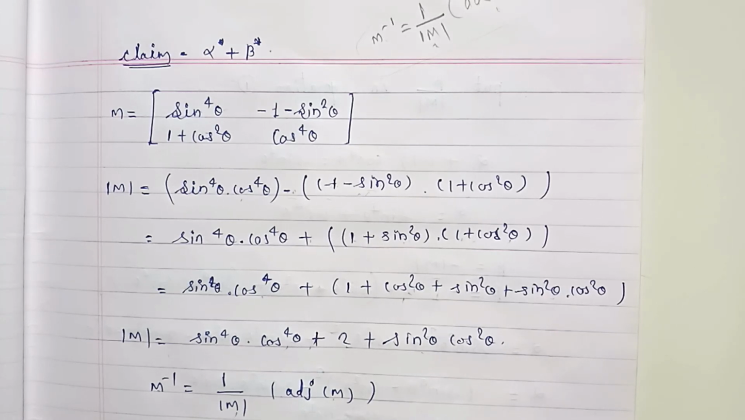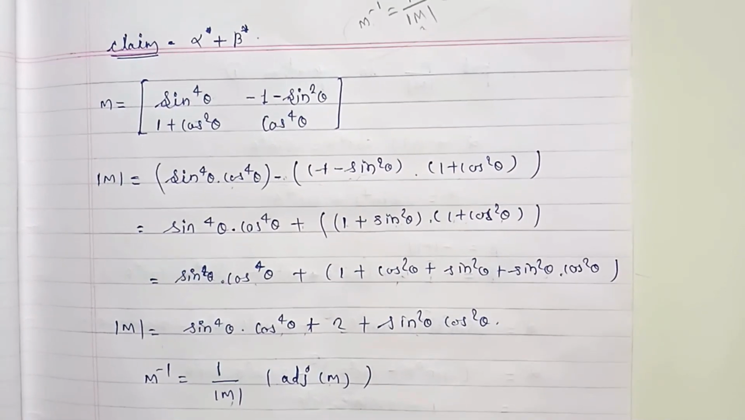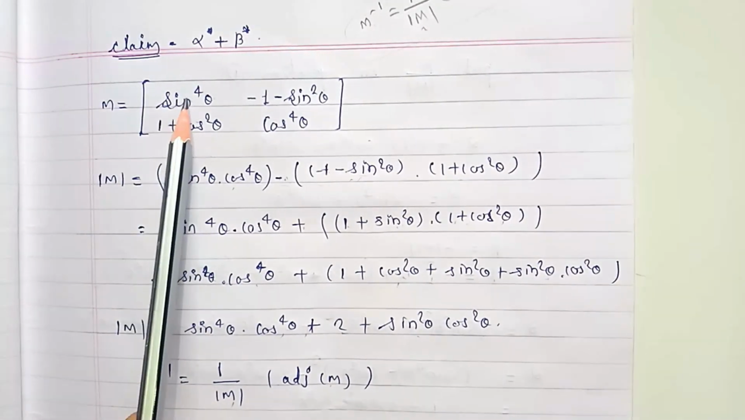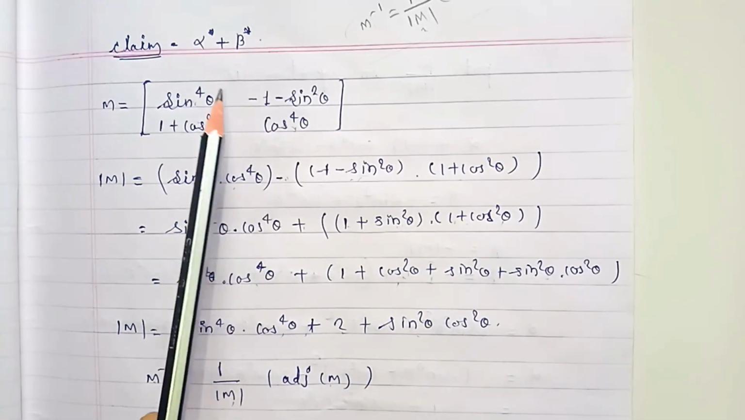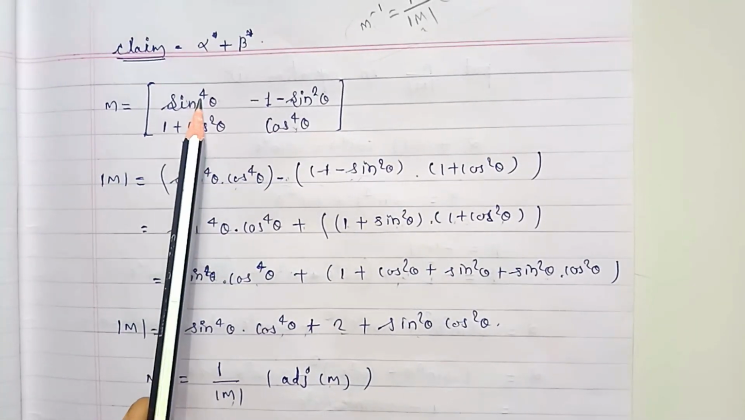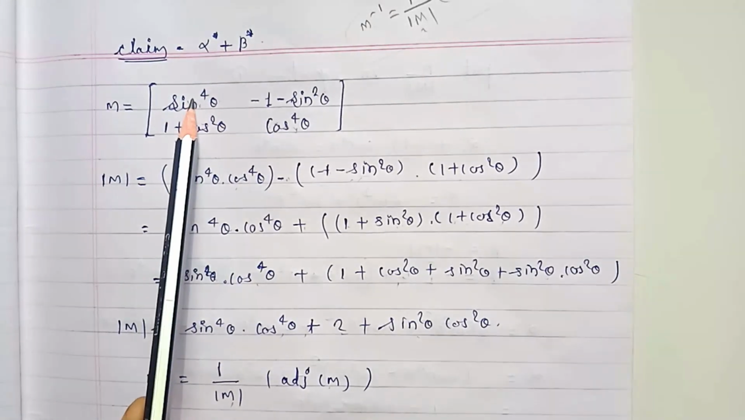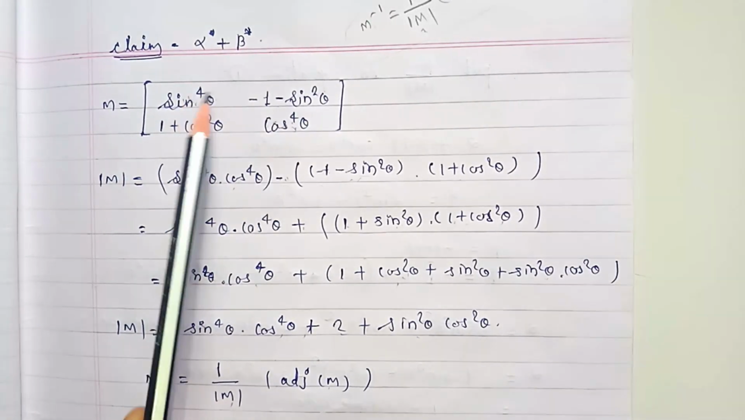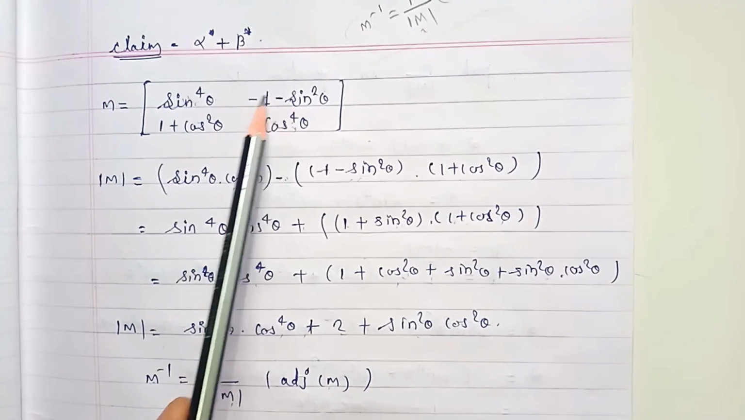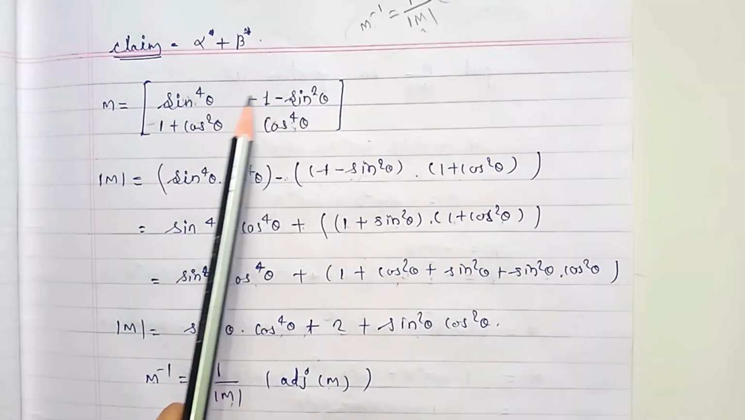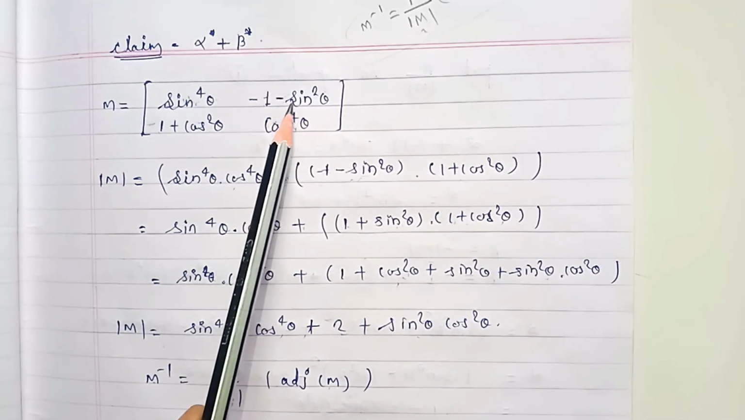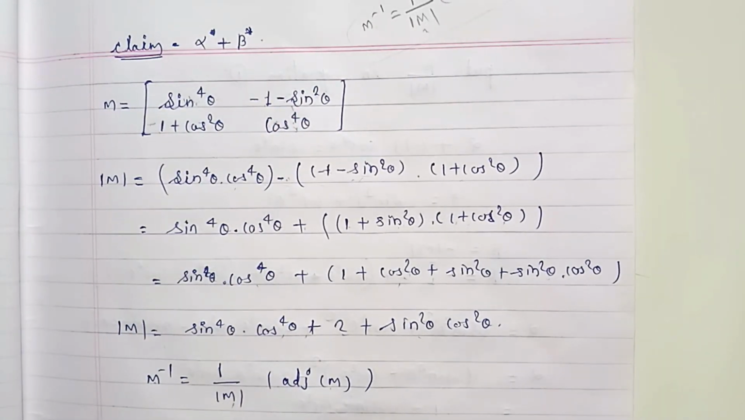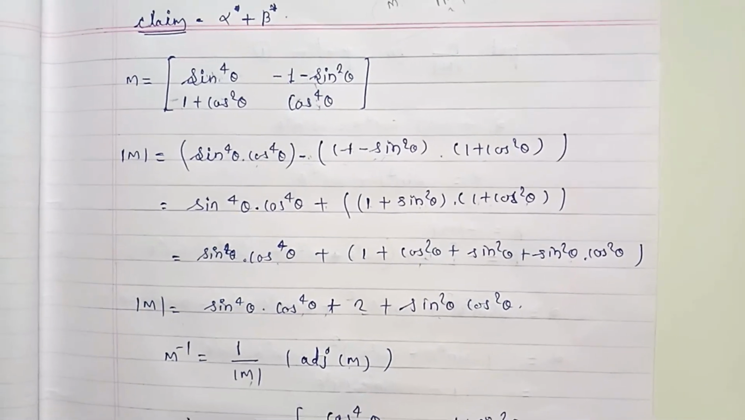So I have one short trick to find the adjoint for a 2 by 2 matrix. For finding the adjoint of a 2 by 2 matrix, what we do? We replace these two values: sin raised to 4 theta goes to cos raised to 4 theta, and cos raised to 4 theta goes to sin raised to 4 theta. So we interchange their places for the first 1 1 and 2 2 values. The remaining two terms, give the negative sign here and here. So negative 1 times negative cos square theta is positive, negative 1 times negative sin square theta is positive sin square theta. So this is the easiest way to find the adjoint of any 2 by 2 matrix.